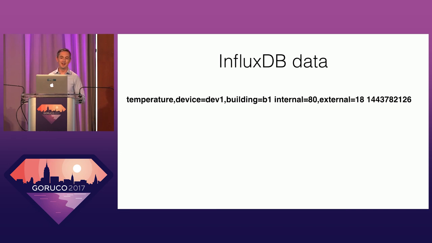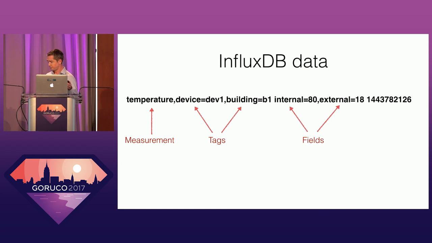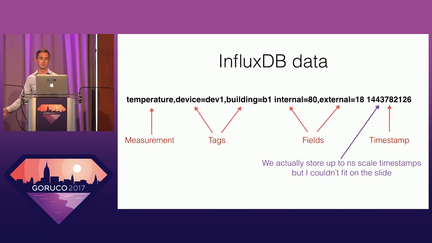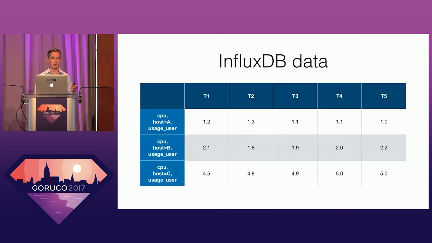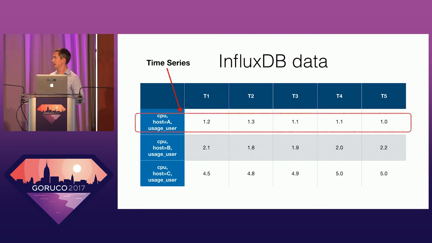So the data model looks like this. You have a measurement. You have tags. You have fields. The tags are strings. The fields, you can have values, which are float, integer, Boolean, or string. And then you have a timestamp. As a table, it would look kind of like this. Each row is a series, and you can see the tag data there, the measurement name, tag, and the field name. And then the columns are actually timestamps. So you'd have a very, very wide table if you were working with time series data.